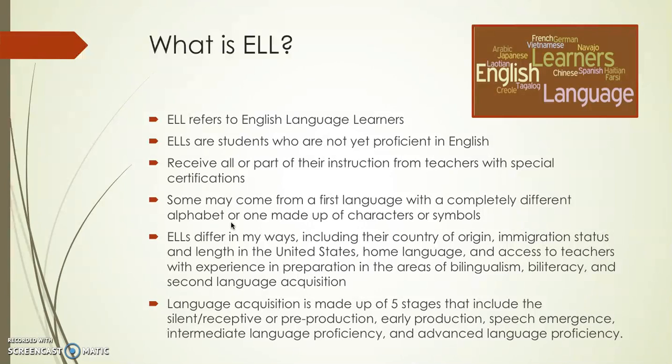Those who are learning English differ along a number of dimensions, including their country of origin, their immigration status and how long they've been in the United States, their home language, and the access to teachers who have the experience and preparation in the areas of bilingualism, biliteracy, and second language acquisition. Studies have shown that it takes approximately 6 to 8 years to be proficient in acquiring a second language.